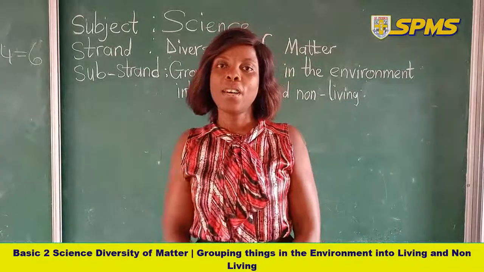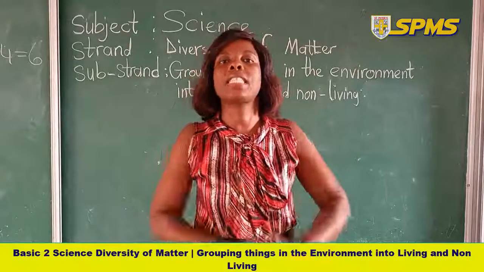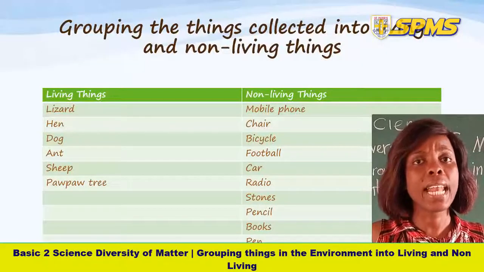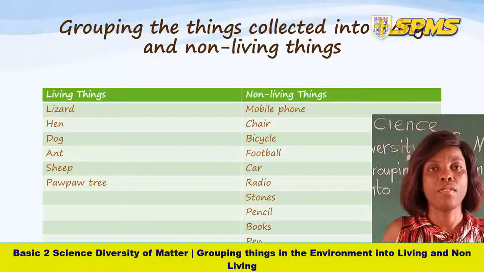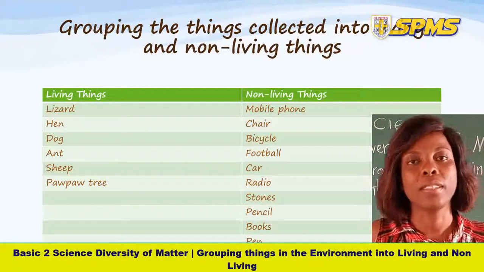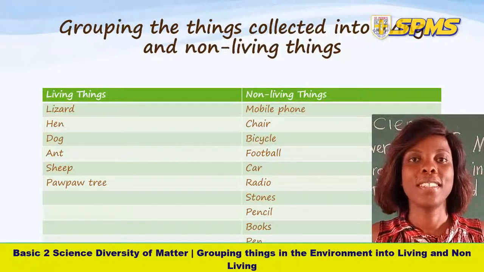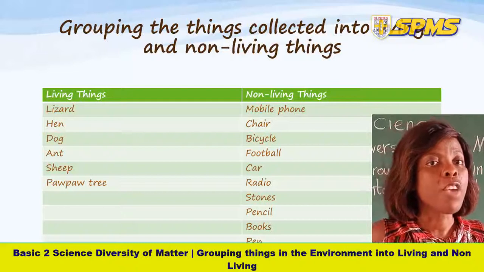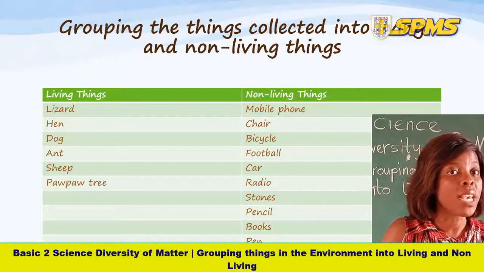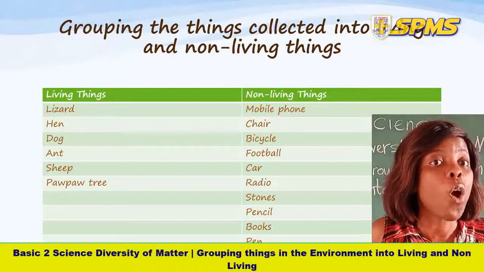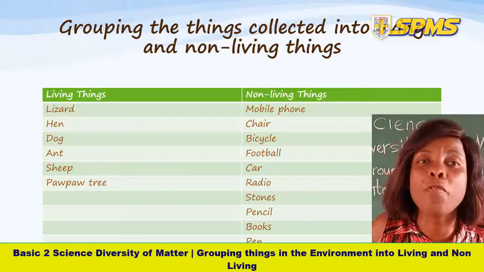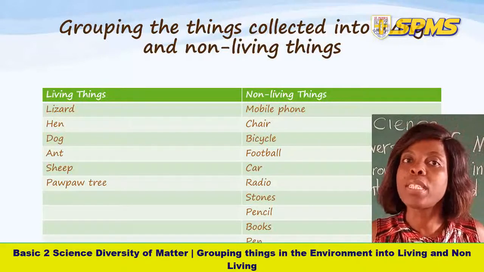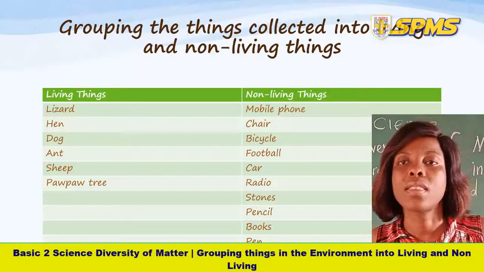Okay. Which of these things will take the first space or the first column for living? Lizard. Lizard is an animal. Animals have life. So you put lizard under living. Okay. Mobile phone will be under non-living. Have you ever seen a mobile phone crying before? Or eating? Breathing? All these are activities that living things perform. So a mobile phone cannot do any of these. So we group it under non-living things.